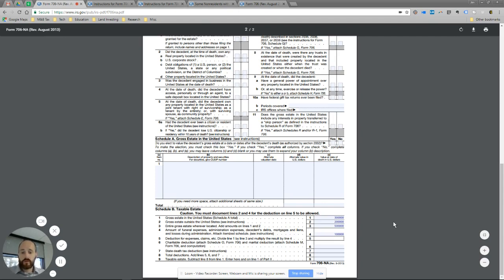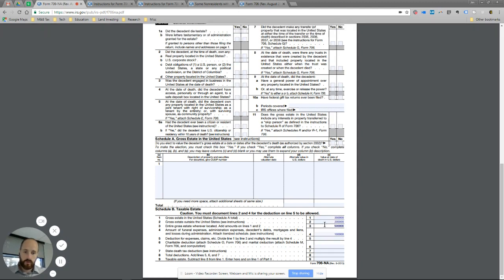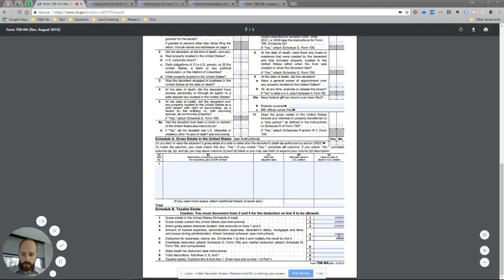The way the non-resident form works is you divide line 1 by line 3. So it's basically the U.S. estate divided by the total estate. The U.S. estate divided by the total estate, so I paused that. 3/5, 60%. 60% of 100,000 is 60,000.